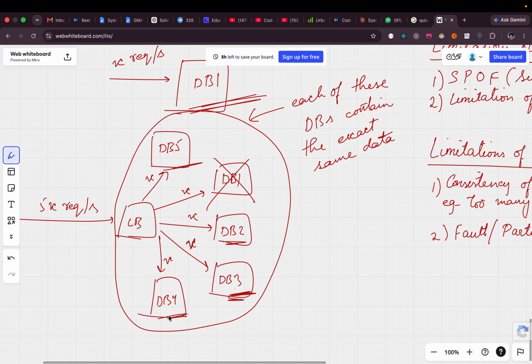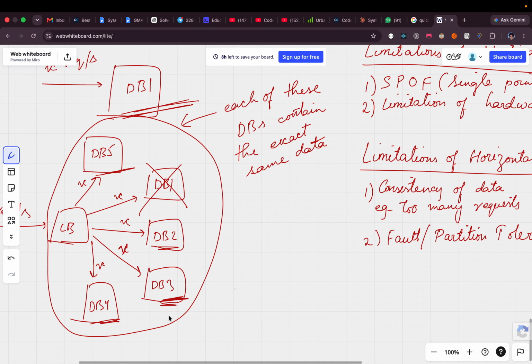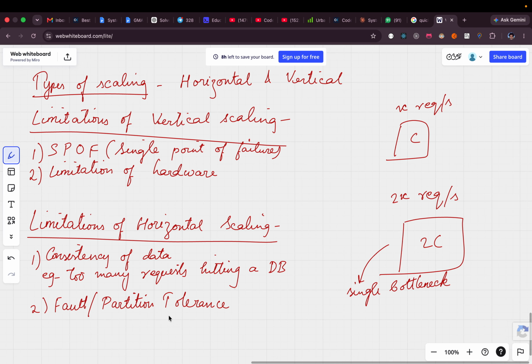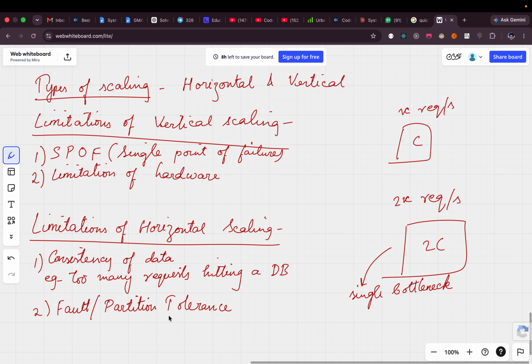So we have a solution for that as well, but that is something we will be discussing in the next class, in the next video. But till then, remember that fault or partition tolerance just simply means that there are multiple systems, devices in a distributed system in horizontal scaling. If any one of those fails, which is a possibility, isn't it? Then that is called fault or partition tolerance.